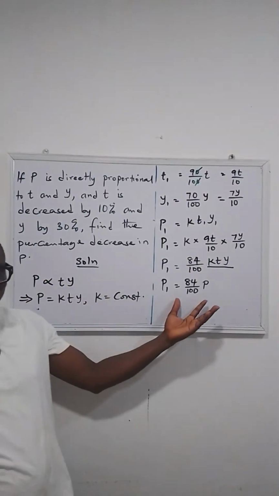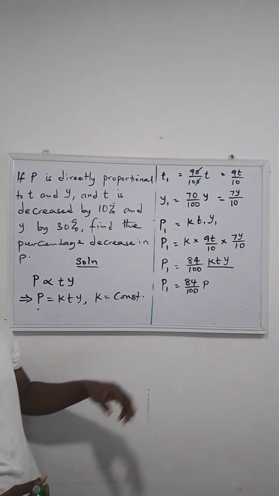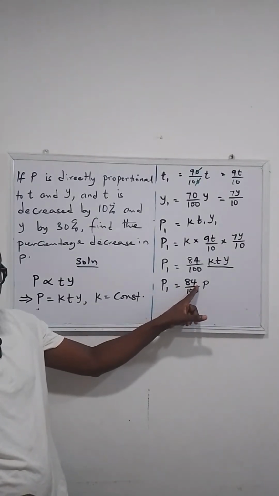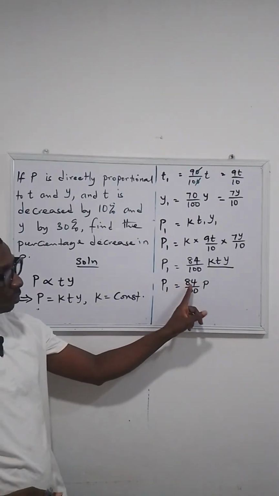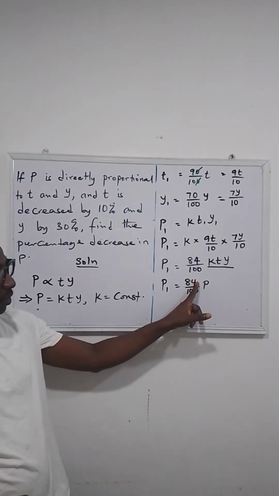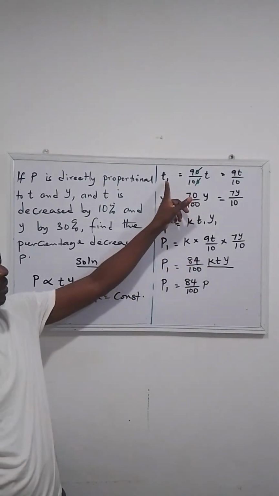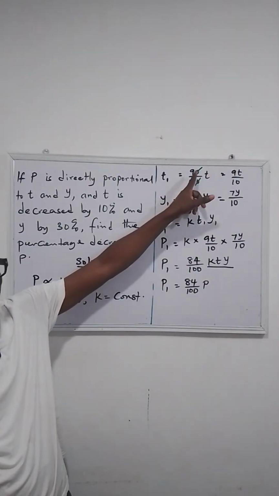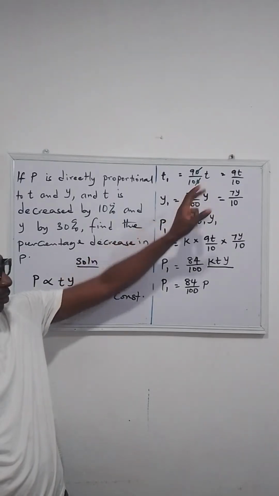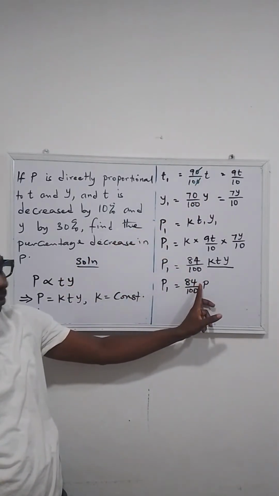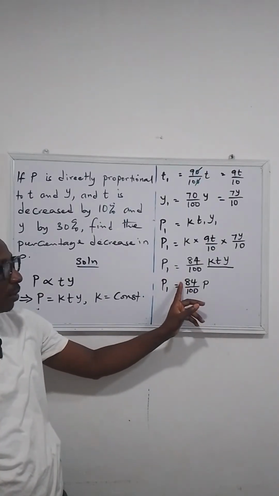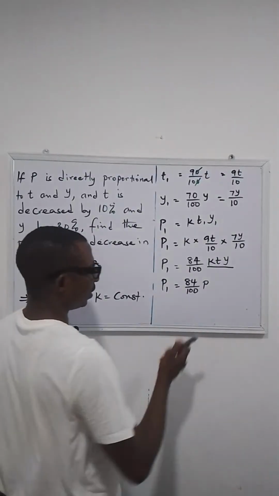Now, when you look at what we have here, you will see that these have been reduced, because if it's not reduced, it's going to be 100 over 100. That is 100%, but it has been reduced. Don't forget, when T was reduced by 10%, we had it as 90 over 100. So this time around we have 63 over 100. So the percentage decrease is going to be 100 minus 63.